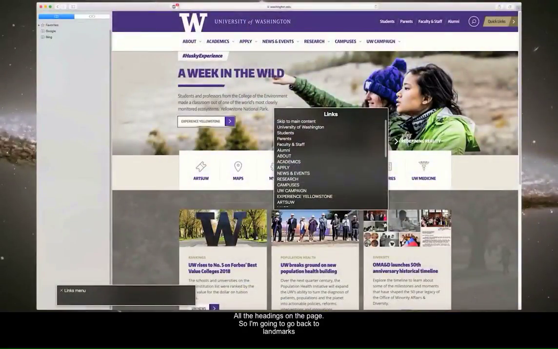Okay, so back to where I was saying, we can navigate by different things. Links menu: Control Option U brings up the list of items. So we have all the links on the page. Headings menu, all the headings on the page. I'm going to go back to landmarks, and I'm going to find the main content.